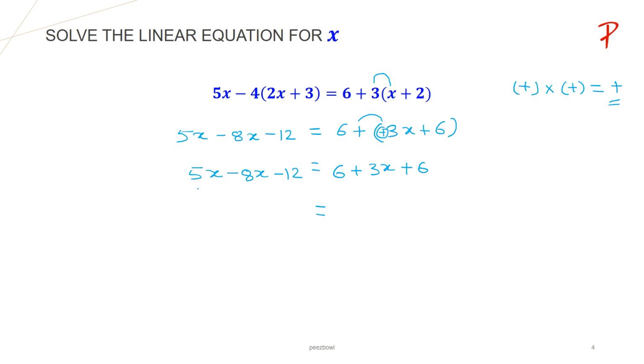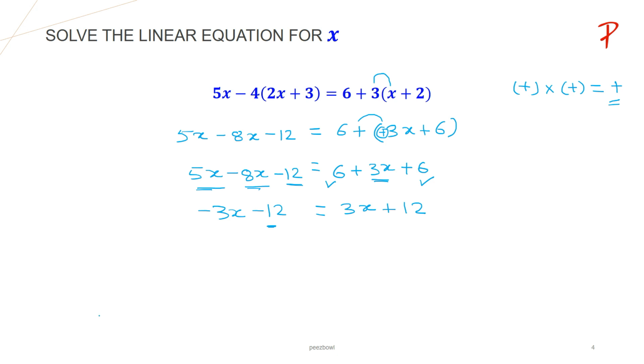Okay, so here you can see we have 5x minus 8x, and this is a pure number. So 5x minus 8x is minus 3x, minus 12. And this is again 3x, let us write it down here, plus this 6 and this 6 is 12. Okay, so now let us remove this 12 from the left hand side.